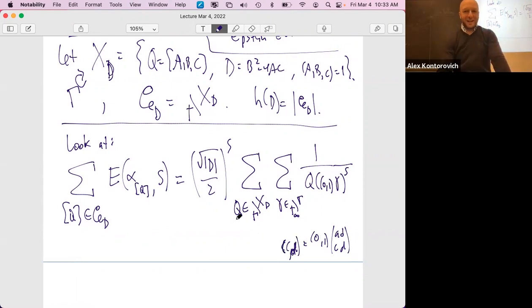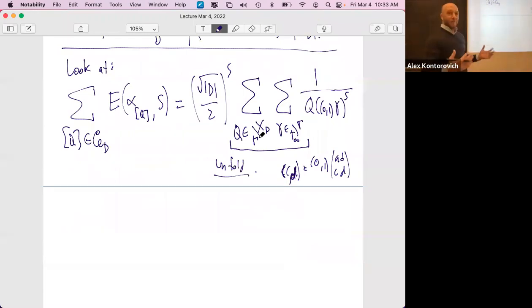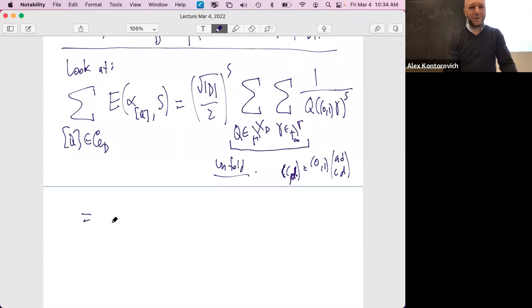Okay, and now look at what we have. It's like an unfolding. This is an unfolding argument. Okay, so if we unfold this double sum, we have a sum over all quadratic forms up to equivalence, and then a sum over the equivalent ones up to gamma infinity.